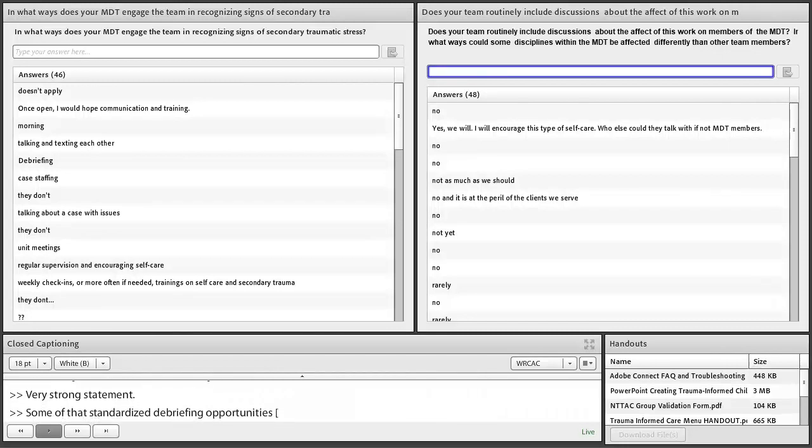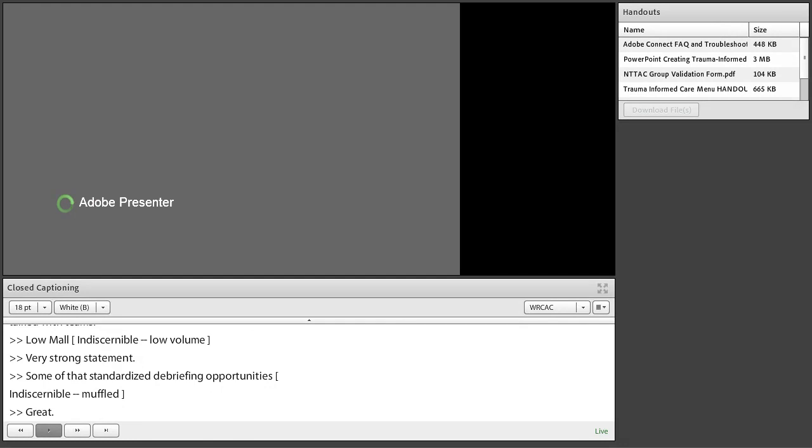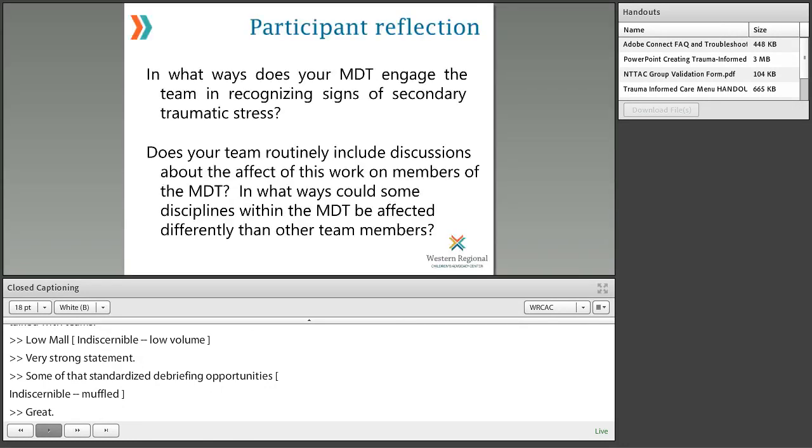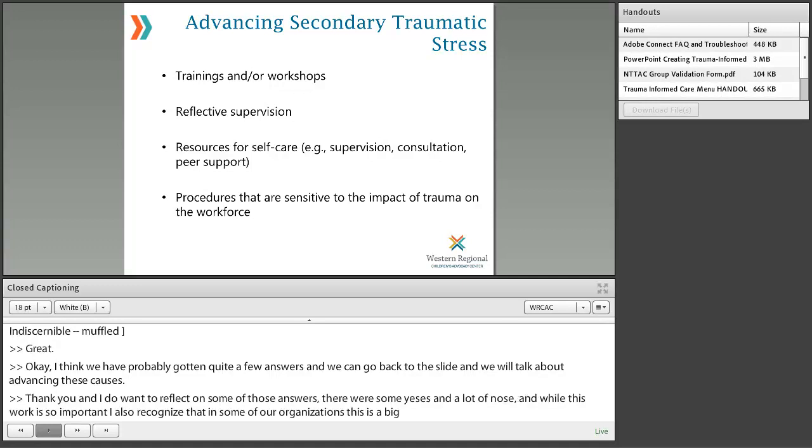Okay, I think we've probably gotten quite a few answers and can go back to the slide. Have Melissa talk about advancing these causes. Thanks, Sally. I do want to just reflect on some of those answers. There were some yeses and a lot of no's. While this work is so important, I also recognize that in some of our organizations, this is a big change. This is maybe not the way we've operated before, and it could be a real culture shift. And it could take a lot of vulnerability to move folks in that direction.